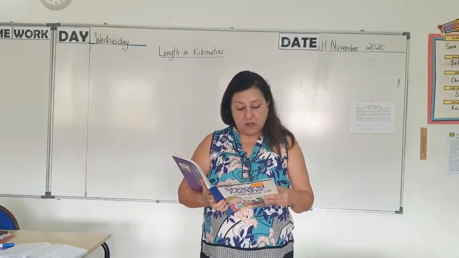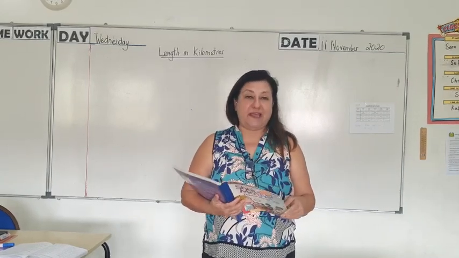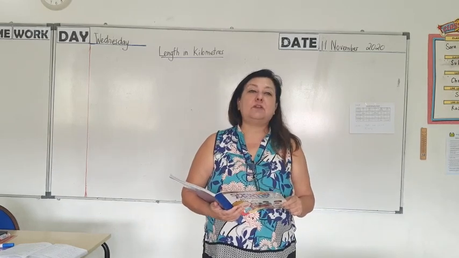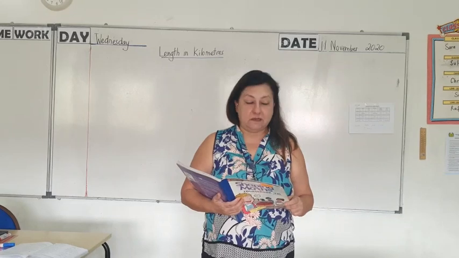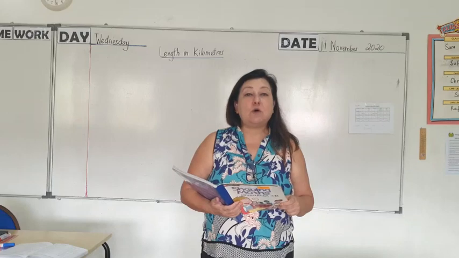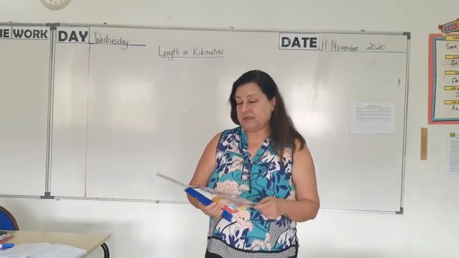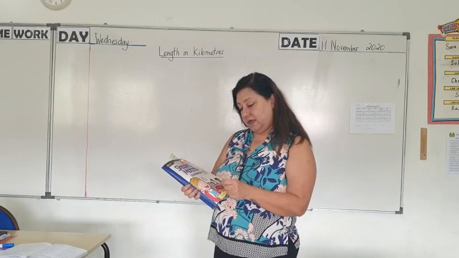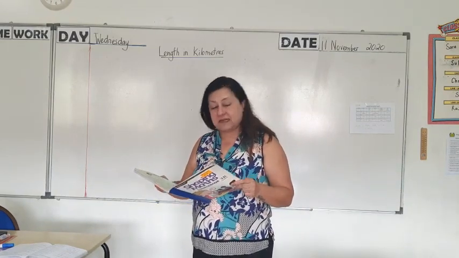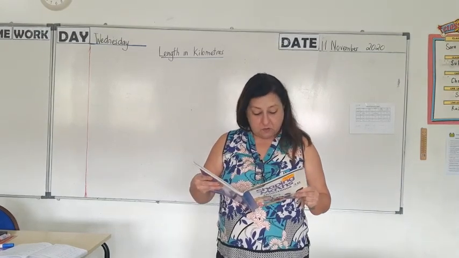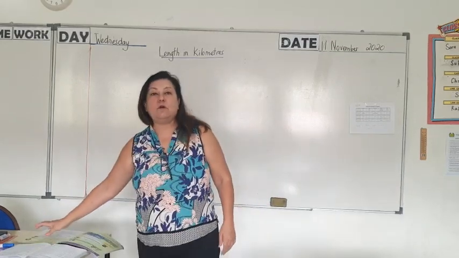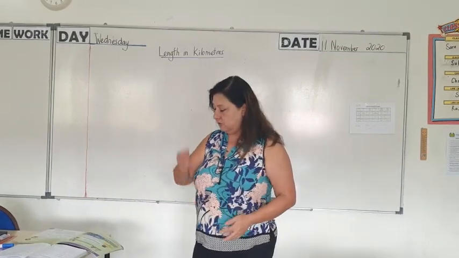So 1 kilometer, or km, you can see how they've written the km, is about 10 times the length of the football field. So 1 kilometer is equal to 1000 meters. You can see the yellow box they've drawn. 1 kilometer is equal to 1000 meters. So the kilometer is another unit of length. Long distances are measured in kilometers.